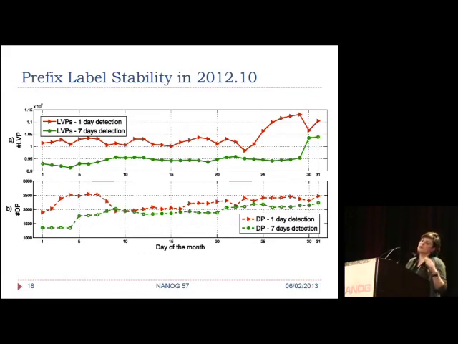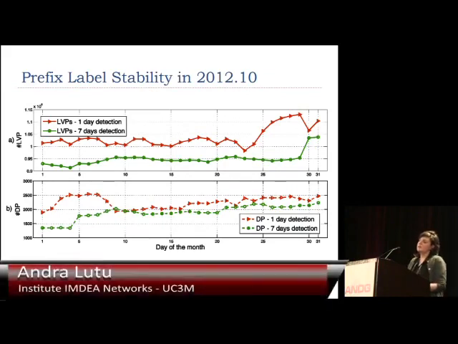And then you see on the y-axis in the upper plot, from 90,000 prefixes to 115,000, and the difference between the 7 days detection and the 1 day detection is just like 1,000 prefixes. So it's very, very small. And that goes again for the dark prefixes. The differences are very small. So indeed, this is a stable expression of routing policy. This is a stable expression of something going wrong.